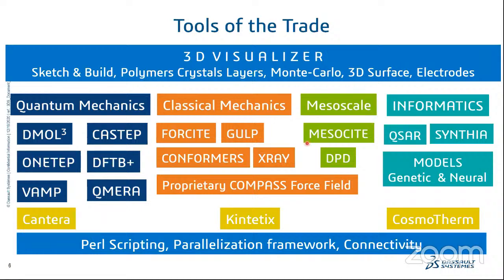Now, mesoscale modeling is one step above atomistic modeling, what we call coarse-grain modeling. And we also have a small informatics suite which helps you in building genetic and neural models for fitting purposes. So we have structure activity relationship software built into it.